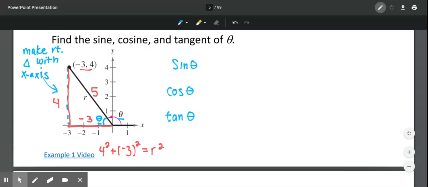So we could say that the sine is opposite over hypotenuse. So our sine is 4/5. Our cosine is adjacent over hypotenuse. So our cosine is negative 3/5. And that's why we keep those negatives where they need to go. So your sines, cosines, and tangents have that right positive or negative. And our tangent is opposite over adjacent. So we would say 4 over negative 3.